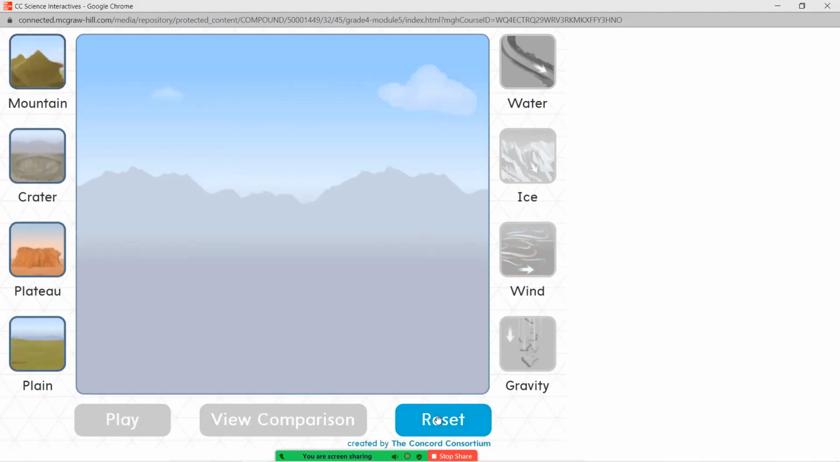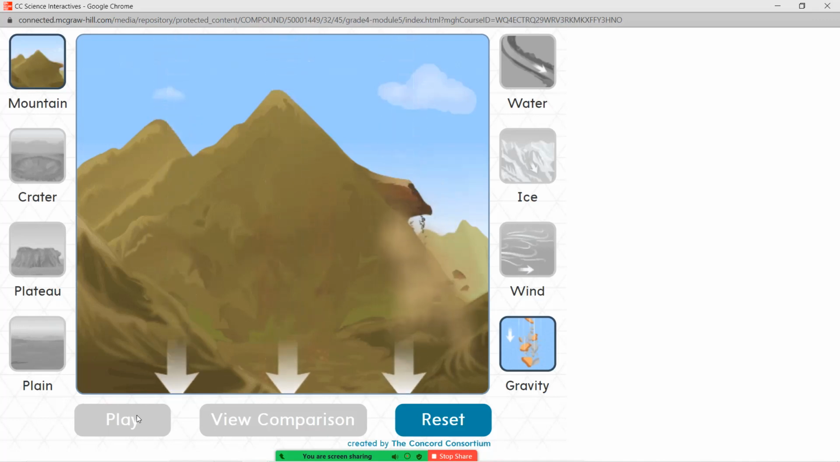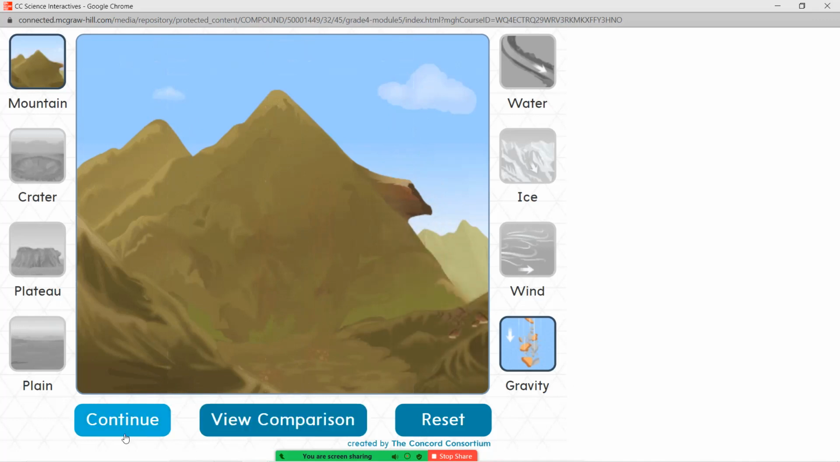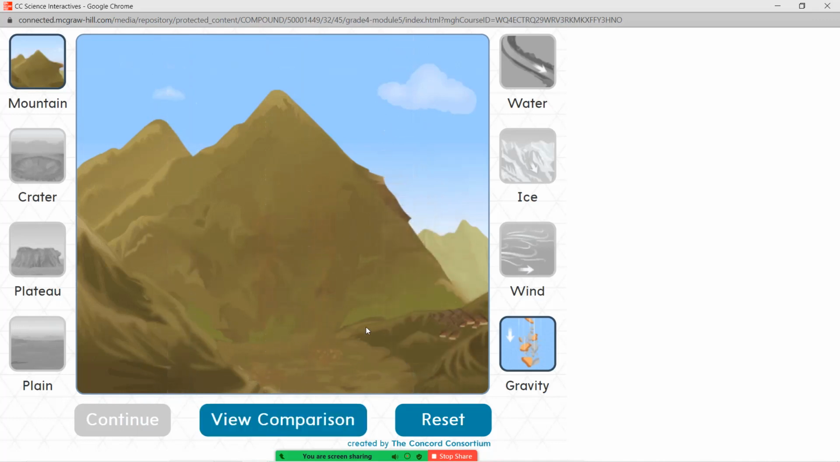All right, let's try a different one. Let's see how the mountain is affected by gravity, and then we'll try a couple of the other ones. So if gravity is constantly pushing down, causing these rock slides and these landslides, you can see how parts of the mountain are being broken and chipped off, and they're eroding and being deposited at the bottom over here.